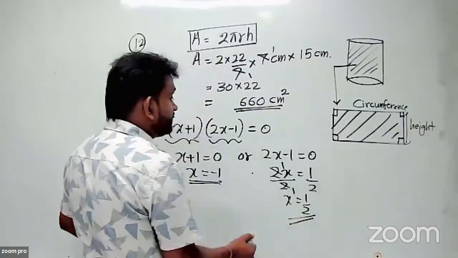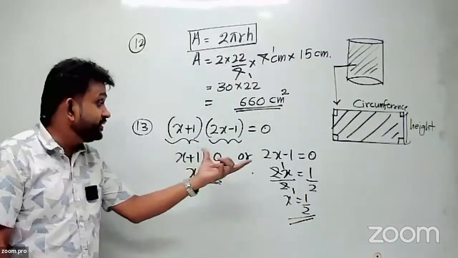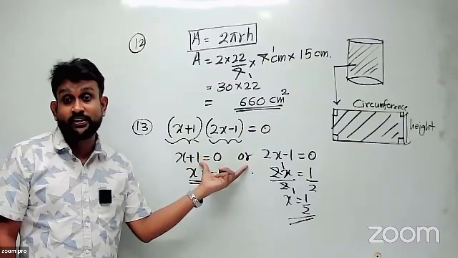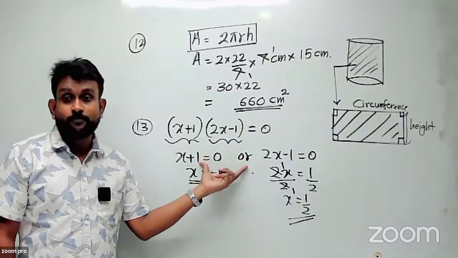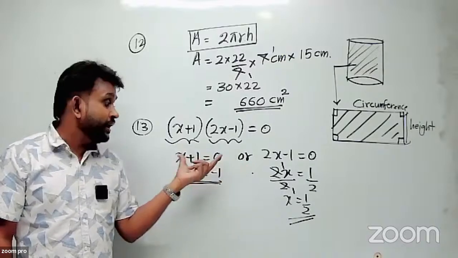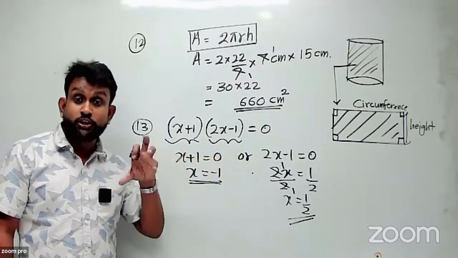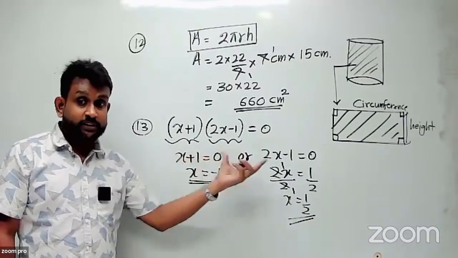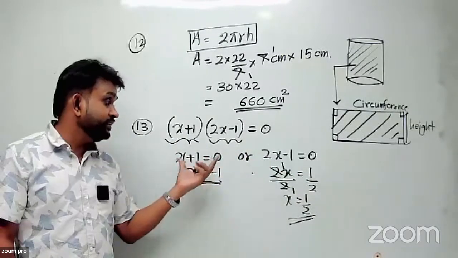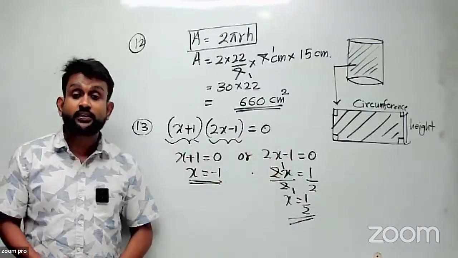I have seen some students just not writing this logic. This is the main concept in maths, right? Don't forget this step. We have to write this step. So we have to write this concept and then subject x in both the cases.